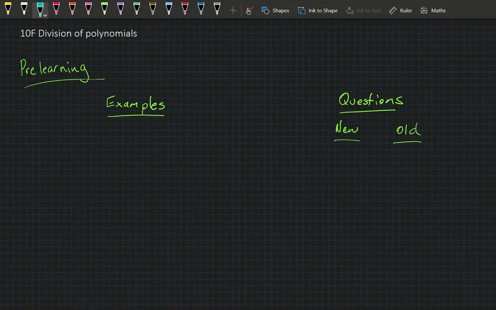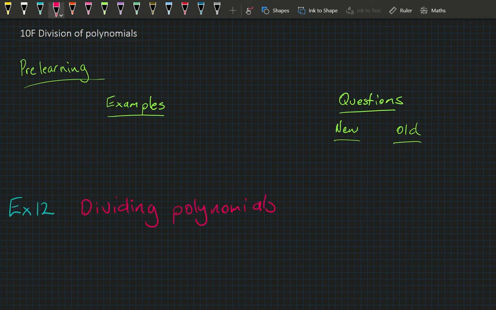Hi class, welcome to exercise 10F, division of polynomials. In your lesson today, we only got the one example, which is example 12, dividing polynomials. Your pre-learning for this example is questions 1, 2 and 3 in the new book, and questions 3 and 4 in the old book.